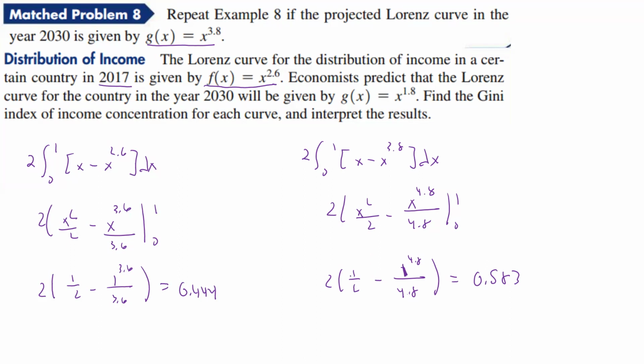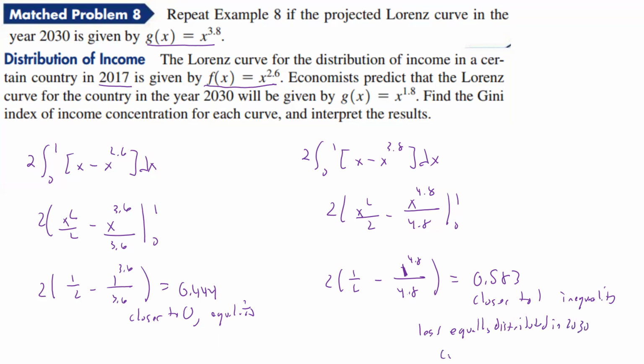And what does that mean? Well, here it's closer to zero, which means equality. And here it's closer to one, which is inequality. So basically, we're less equally distributed at this point in time compared to 2017. And so that's what it looks like.